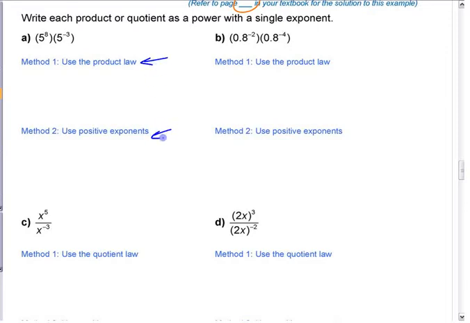If you're wondering why this is saying these are essentially going to be the same thing, using the product law or using positive exponents. If you use the product law, all that says is that if you have two powers that have the same base, 5 to the 8th times 5 to the negative 3, the product rule or product law says you can just add the exponents. 8 plus negative 3, right? So in other words, that's 5 to the 5.